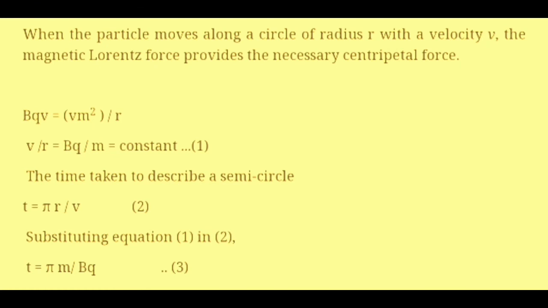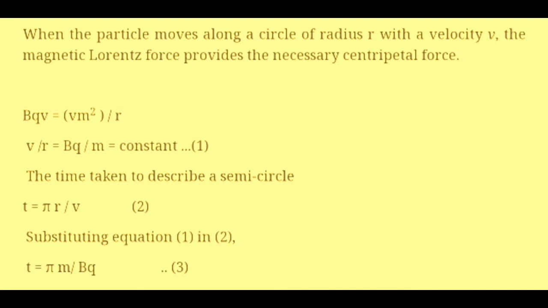Now, when the particle moves along a circle of radius r with a velocity v, the magnetic Lorentz force provides the necessary centripetal force. Here you can see qvB is equal to mv square by r, where qvB represents the magnetic Lorentz force and mv square by r represents the necessary centripetal force. Here q is the charge of the particle, which is moving with velocity v through a magnetic field B. On solving the equation by simple cross multiplication, we get v upon r is equal to Bq upon m, which is actually a constant. Let's call this equation number 1.